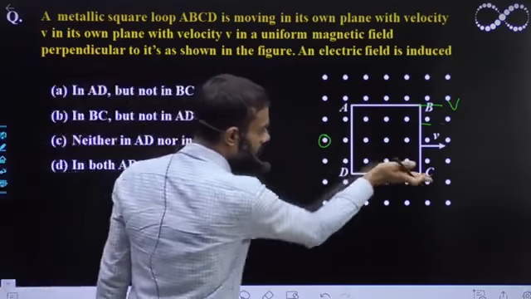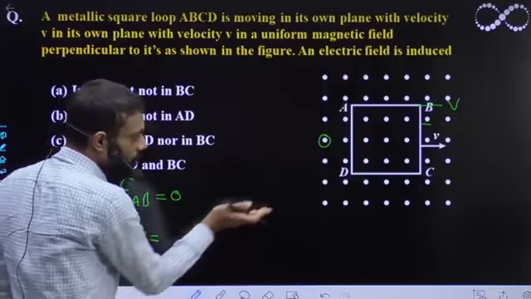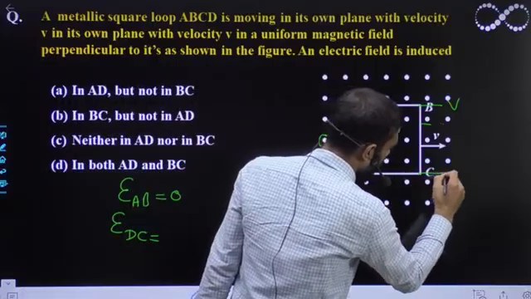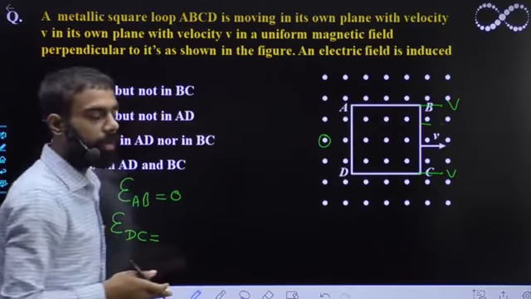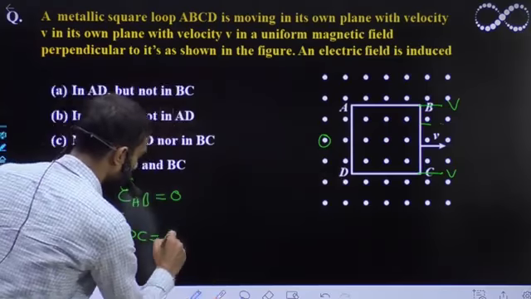Same can be said for the DC also. If I say the EMF across DC, here also the length of DC is like this and the velocity of DC is also in rightward direction. So both are in the same direction. It is not perpendicular. So once again you will not get the EMF across the DC also. So that will also be zero.